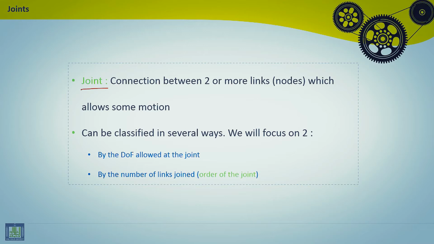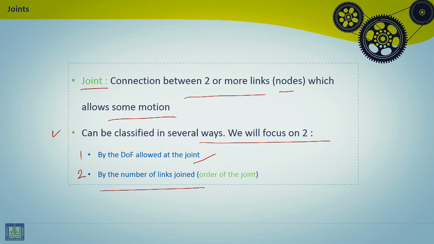A joint. It is a connection between two or more links. It is the node. One joint, it is a node, which allows some motion. Joints can be classified in several ways. We will focus on two ways. First one, by the degree of freedom allowed at the joint. Second way, by the number of links joined, so order of the joint.